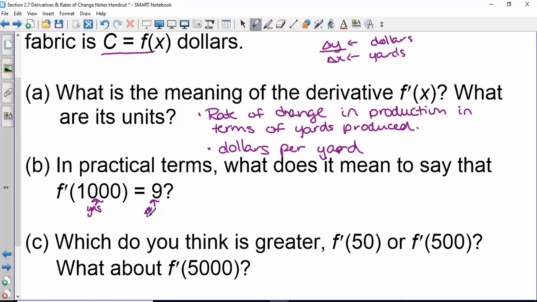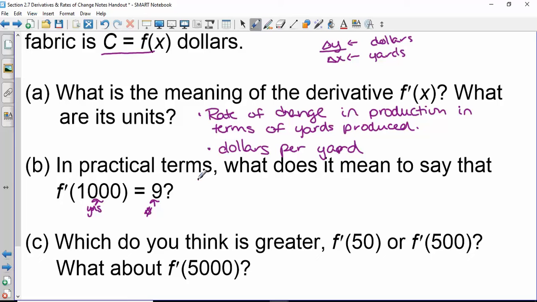So I don't know what it cost me to make 99 yards of fabric, or 999 yards of fabric, but to make that 1,000th, I would add $9 to my cost. If I wanted to make another yard, I would assume it would go up by about $9 again. So this tells me how the cost is changing at a particular point.